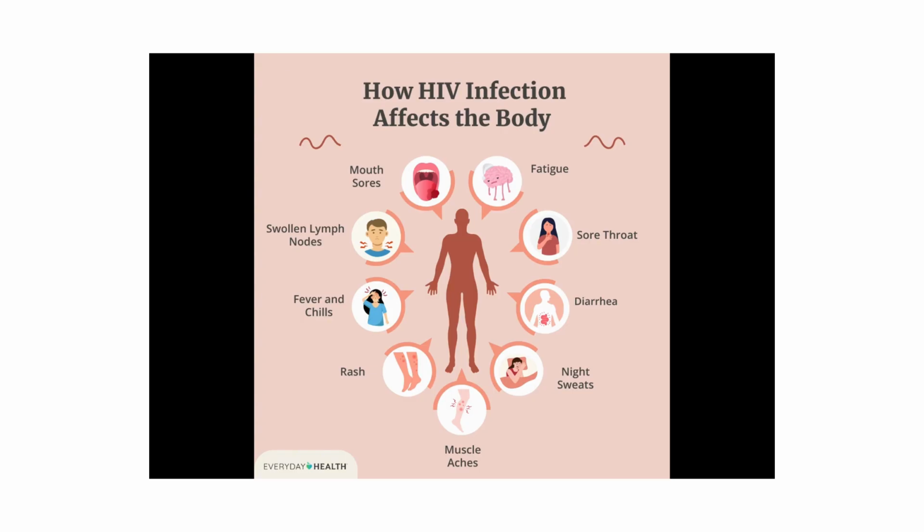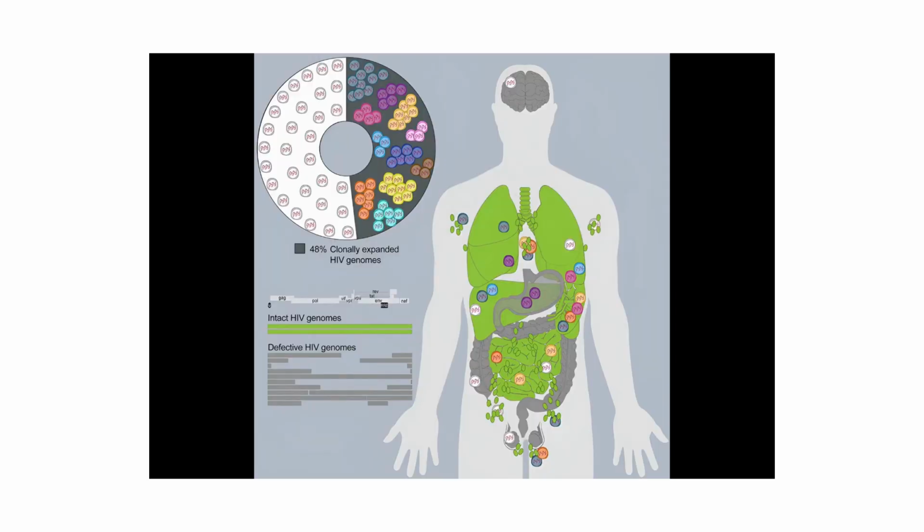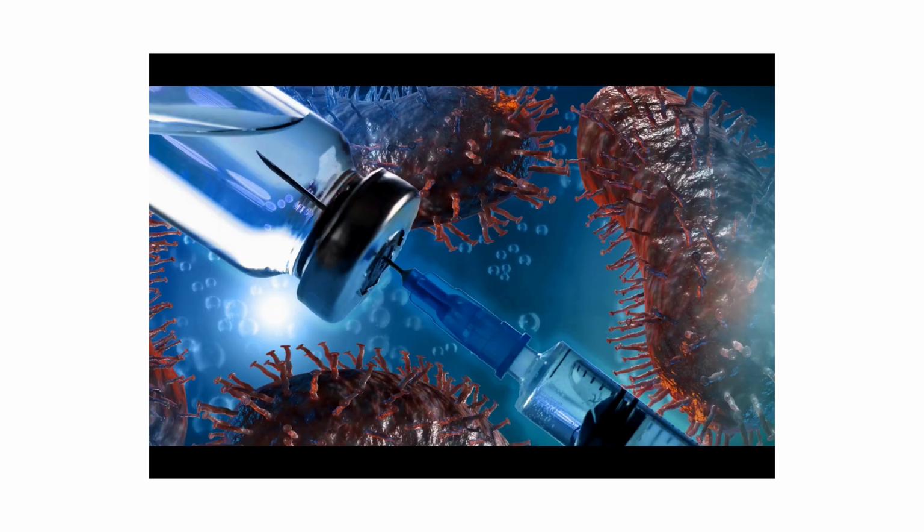HIV can hide in places like the brain, lymph nodes, and gut. They're called reservoirs, where the virus is hard to reach. This makes it difficult to fully cure HIV, even with ART.